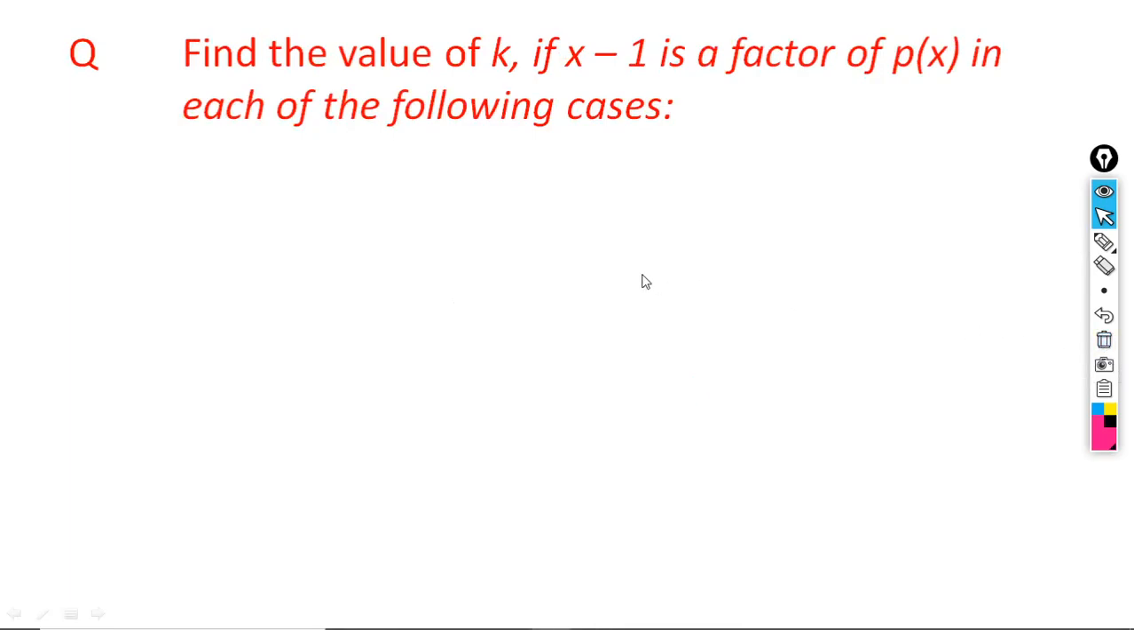Let's have one more problem. In this problem, you have to find the value of k if x minus 1 is a factor of p of x. In each of the following cases, we will discuss a few practice questions from the same question. How is this question different from the previous question? In this question, x minus 1 is already given as a factor. We have to find the value of a constant, which is k. Let us try the first part. In the first part, p of x is 2x squared plus kx plus root 2.